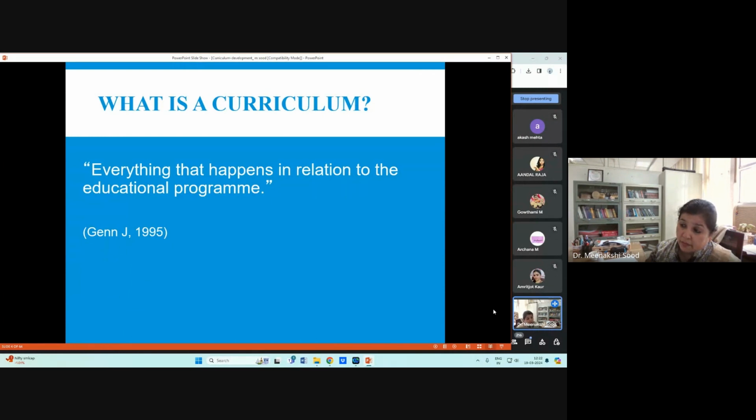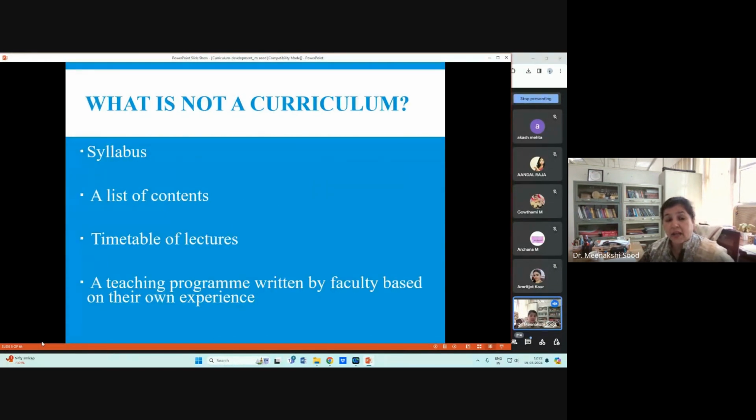Whether you are making it for a diploma, degree or post graduation, for technical, arts, science, music, anything, the curriculum means the entire coverage. That may be the syllabus, the contents, the timetable, the pedagogy, the assessment, everything. So we cannot use the syllabus as a synonym for curriculum. We cannot say that this list of contents is the curriculum.